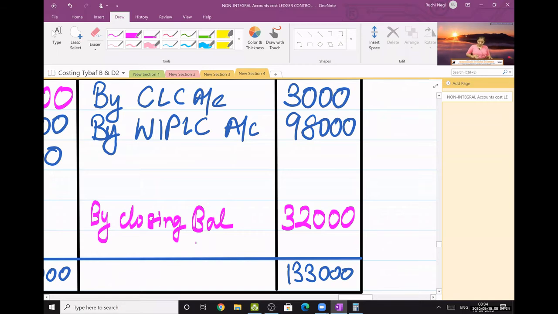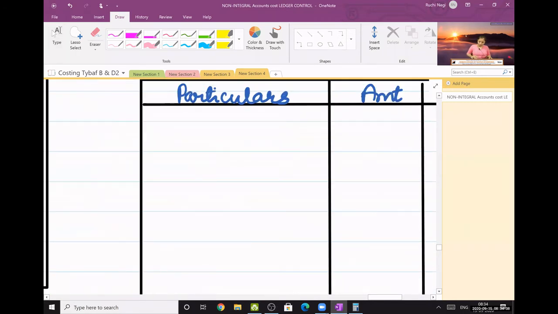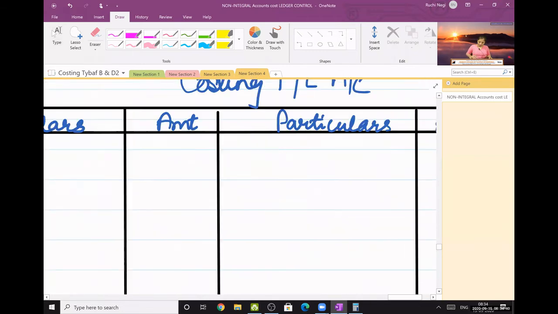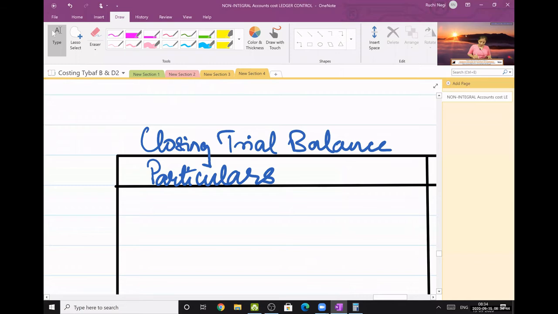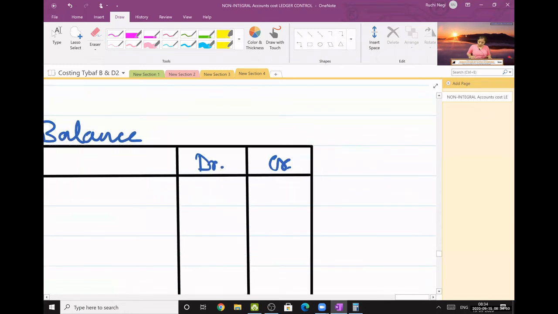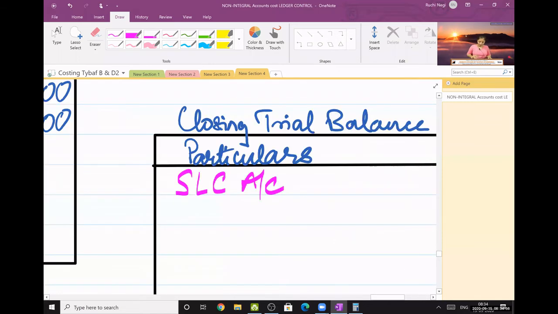Okay, right? इसका second effect will go to trial balance. We have made a trial balance, right? Closing trial balance. Okay, SLC account, the debit column, sorry, 32,000. Okay, next.